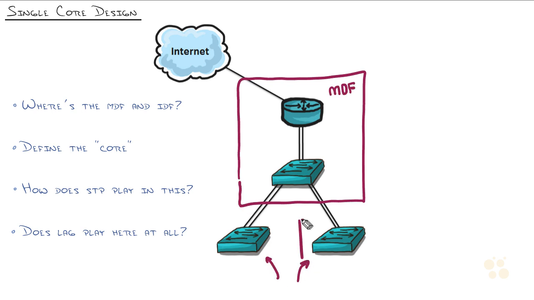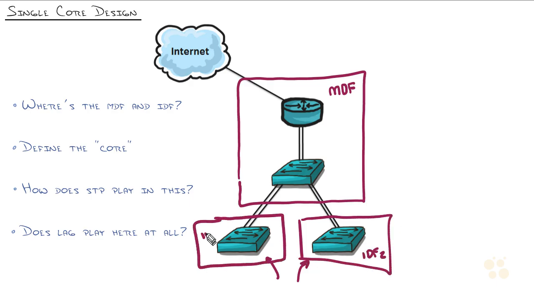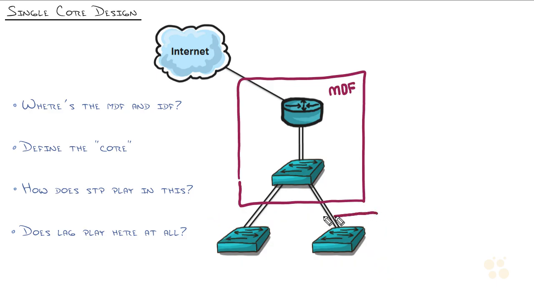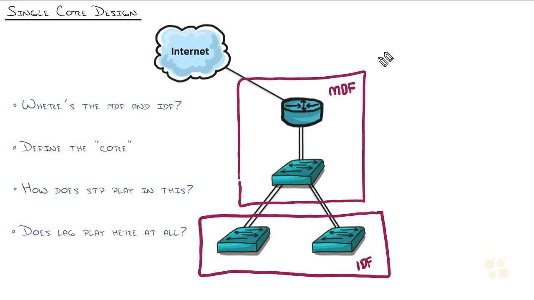Now, depending on the building, it might be two different IDFs, IDF 1 on the left, IDF 2 on the right. Or in the case of the office that we're working with right now, both of these switches could be in the same IDF. Now remember, the MDF and the IDF are just locations. They're names that we assign to places in our building that mean something to us.